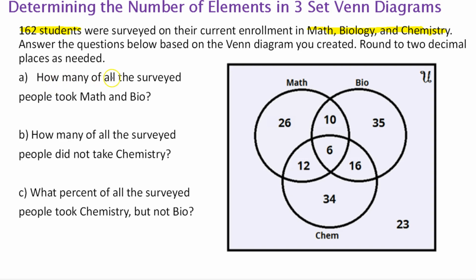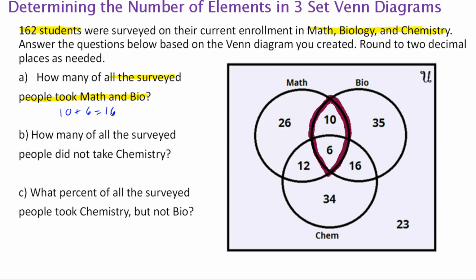How many of all the surveyed people took math and bio? So math and bio is the intersection of math and bio, because it's "and." So that is this region right here, which is 10 plus 6, which is 16.